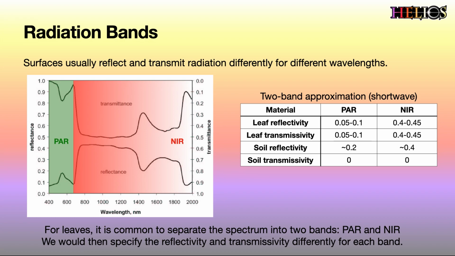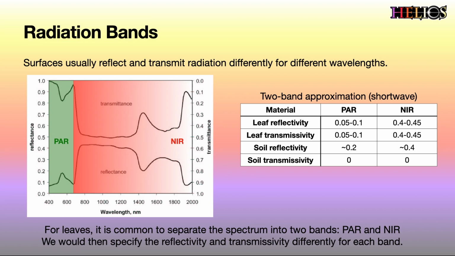It's common when simulating shortwave radiation in vegetation to use a two-band approximation, where we break things up into the PAR or photosynthetically active radiation region and the NIR or near infrared region. And usually we assume that the PAR is somewhere around 400 to 700 nanometers, and the NIR is 700 up to 2500 or so nanometers, or essentially the rest of the solar spectrum. Above 2500 nanometers or so, there's not much solar radiation left.